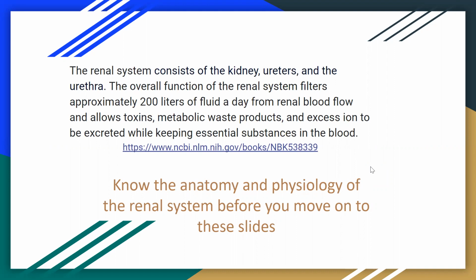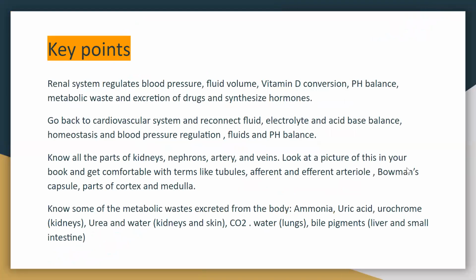Basically, these disorders consist of organs: kidneys, ureters, and urethra. Make sure you know that the renal system filters approximately 200 liters of fluids per day from the renal blood flow, and it also allows metabolic waste products and toxins to be excreted from our body. At the same time, it keeps the essential particles in the blood. So it is important for you to know the basic physiological process.